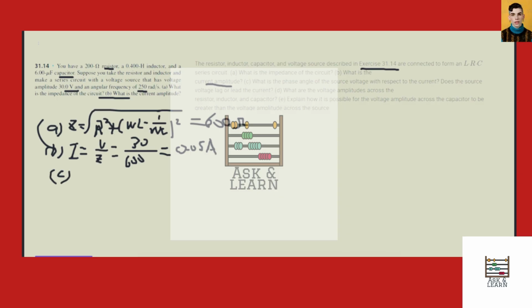And for part C, what is the phase angle of the source voltage with respect to the current? So for the phase angle, cosine phi equals R over Z. R is 200 and Z is 600, so this equals 1 over 3. So we can solve for phi, which equals plus or minus 70.5 degrees.